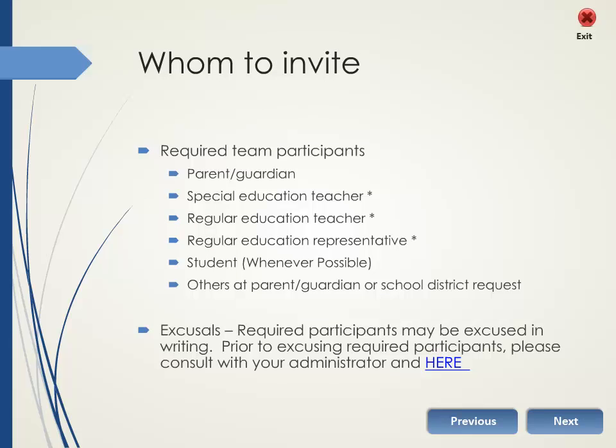An IEP team must include the parent or guardian of the student, at least one regular education teacher, if the student has services in the regular education environment, a representative of the district who has knowledge of the curriculum and available resources, other individuals that the parent or guardian or district deem necessary, and the student, especially if considering transition service needs. The IEP members can be excused from all or part of an IEP meeting if they submit their information in writing and the parent or guardian agrees to excuse them.